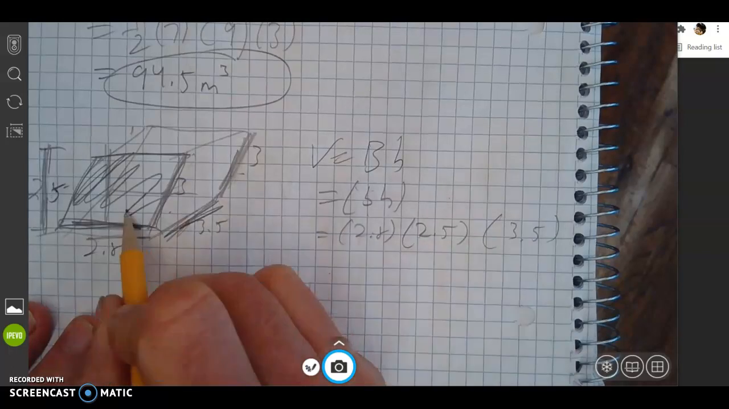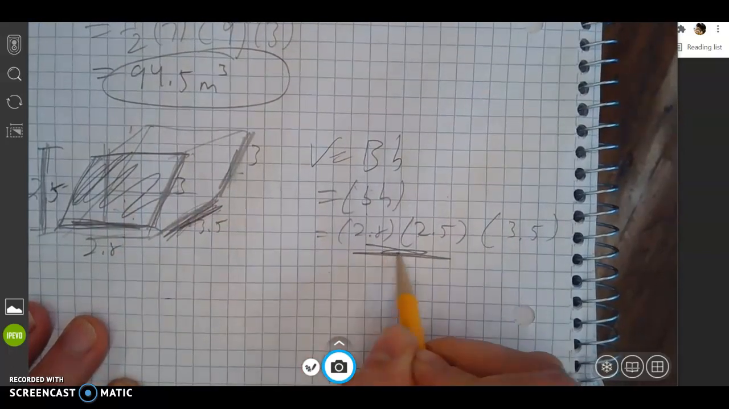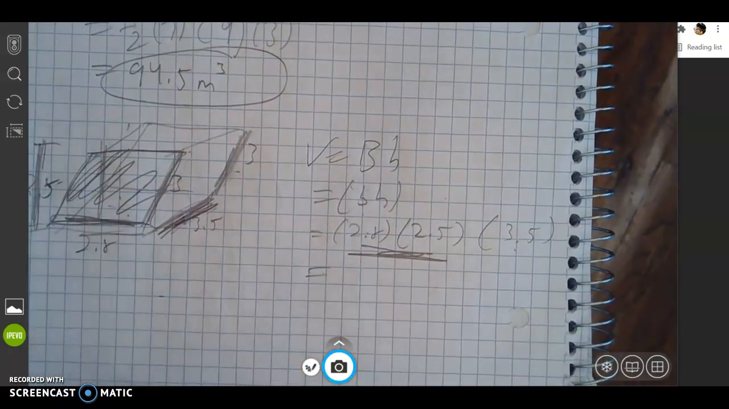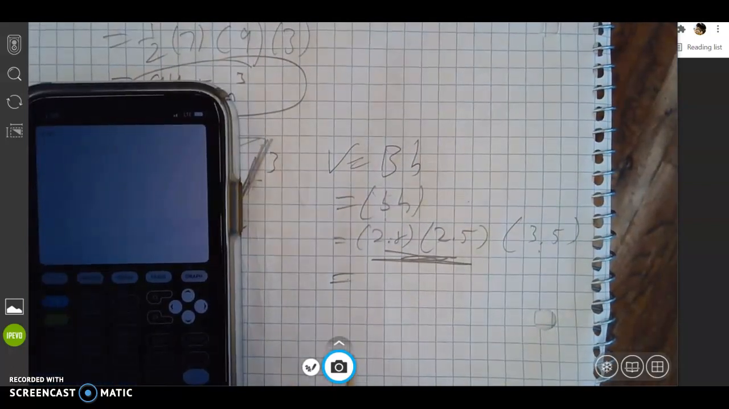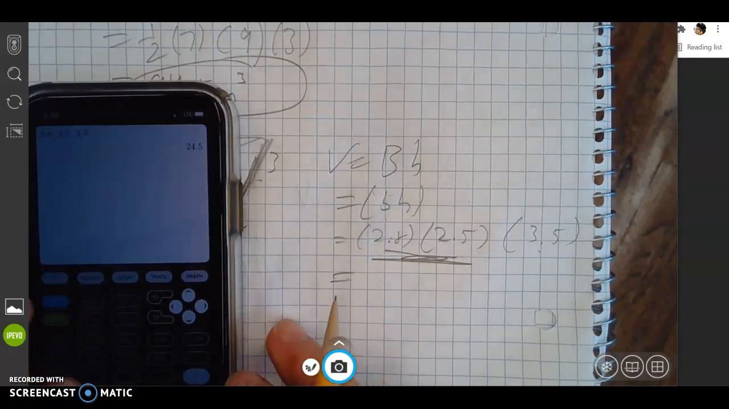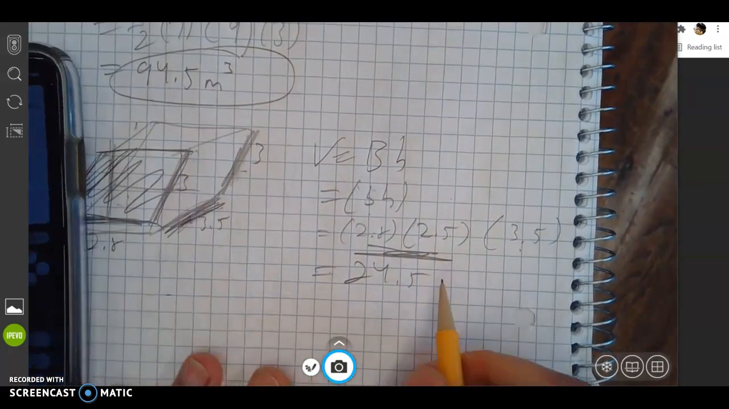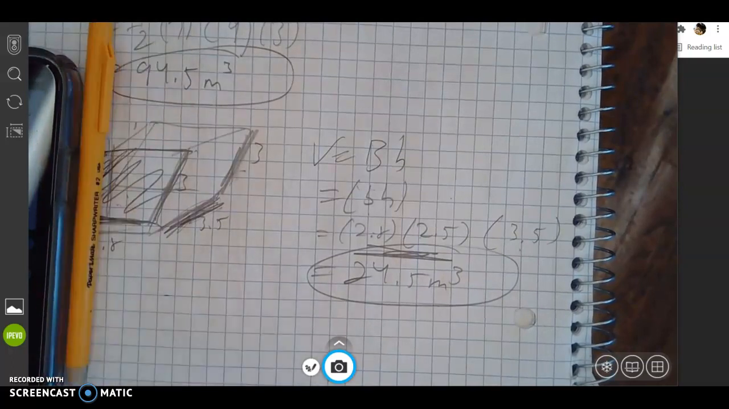So base times height of the parallelogram times the length of the whole thing. Area of the base times the height. This is area of the base, and that's the height. So now just crank it up in your calculator. So I got 2.8 times 2.5 times 3.5, and you get 24.5. There you go. 24.5. I think that's meters cubed. There you go. Nice job, everybody. Keep going to the practice.